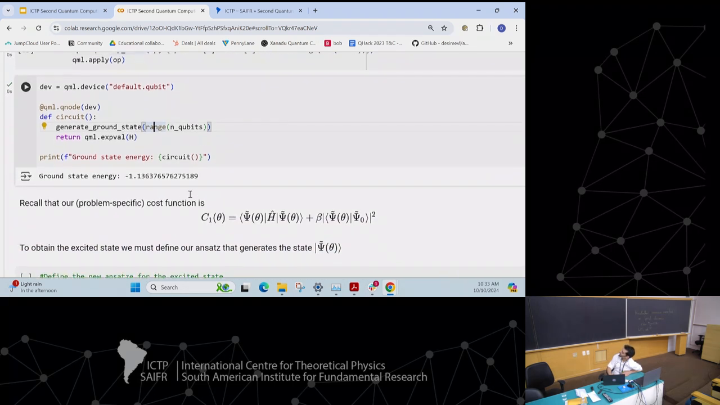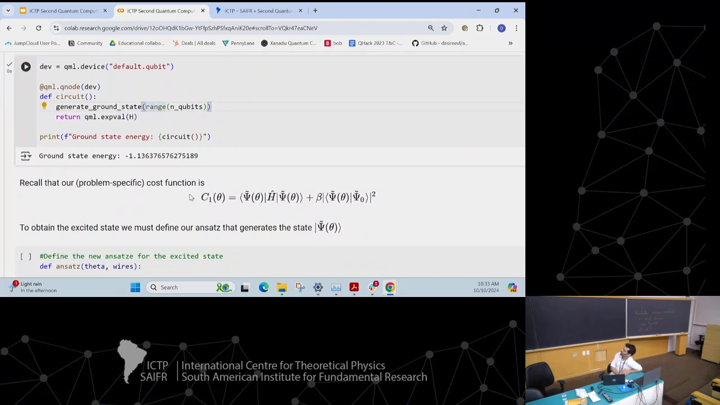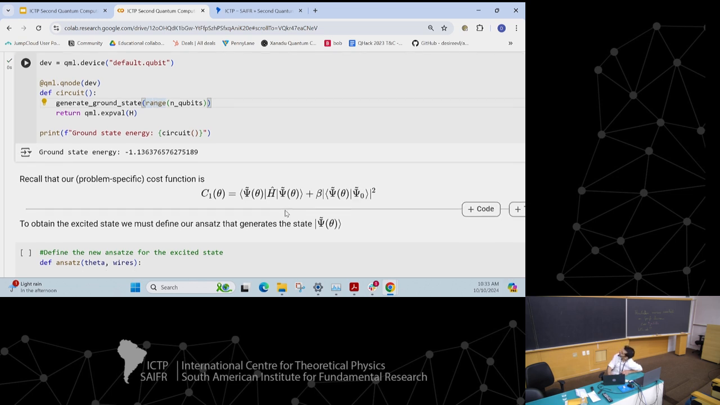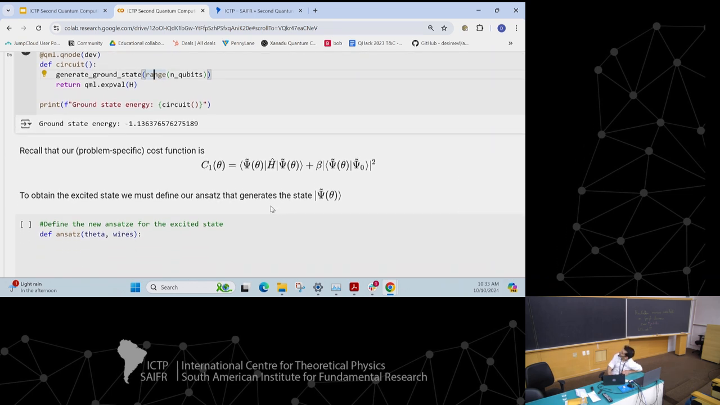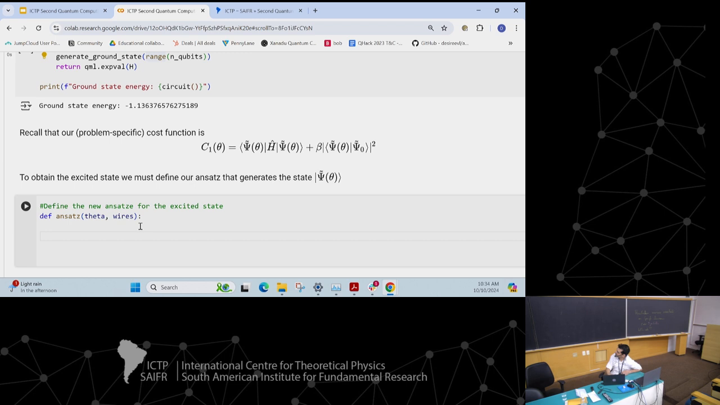So once we have the ground state, we can go back to our cost function. So what we did so far is we got this quantity over here. We need a circuit that's going to build up our ansatz for the excited state. And this one, we're again going to take a brute force approach. So we're going to define all possible single and double excitations.